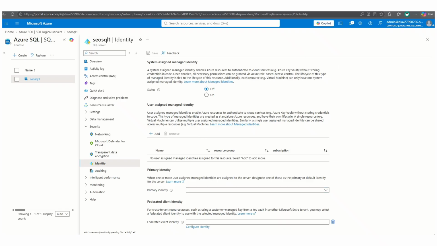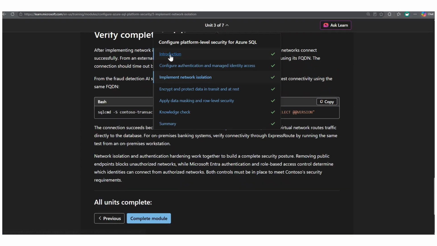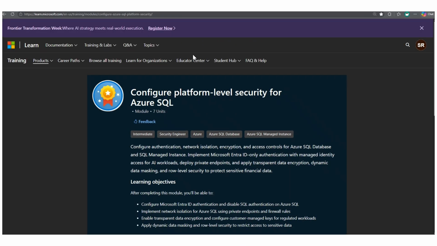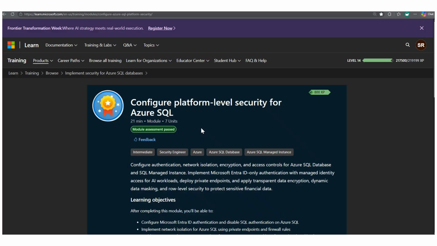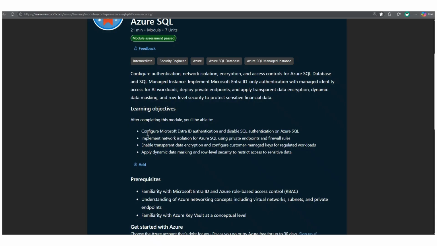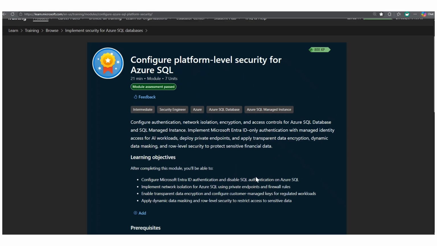Let's go back into our module that we are looking up today. And so basically we are here at the configure platform level security for Azure SQL. And the first objective is configure Microsoft Entra ID authentication and disable the SQL authentication on Azure. There's a toggle that says Microsoft Entra only authentication, and then the SQL authentication is disabled there.